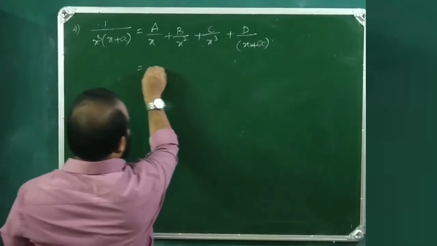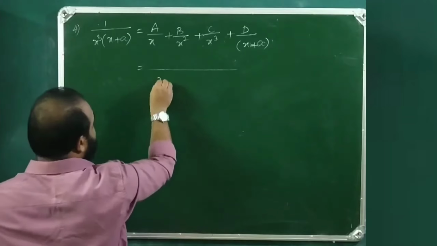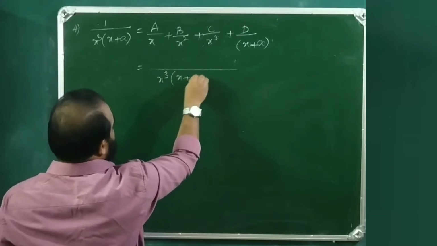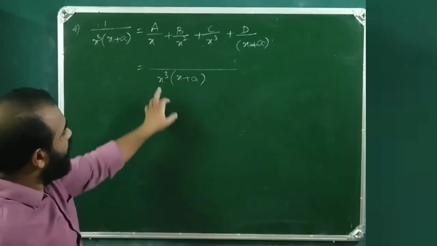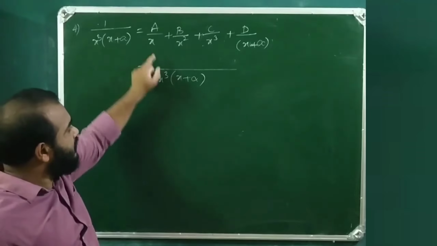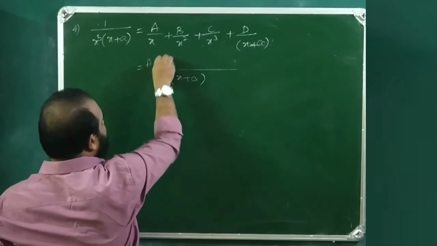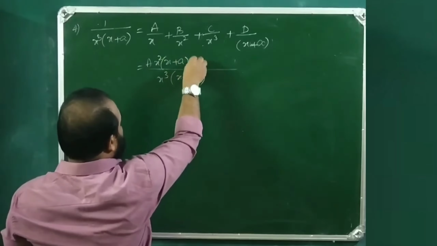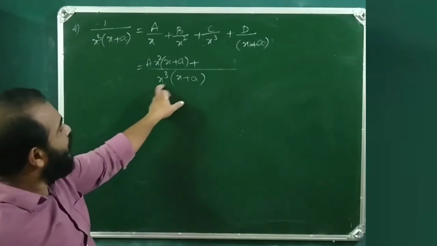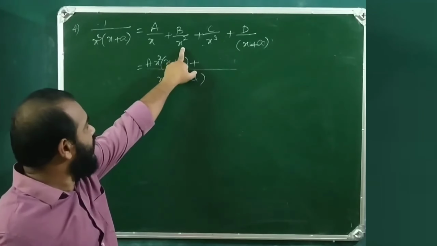So on finding the LCM, we'll get x cube into (x plus a). So x cube into (x plus a) by x, so x square into (x plus a) into a. So a x square into (x plus a) plus x cube into (x plus a) by x square.